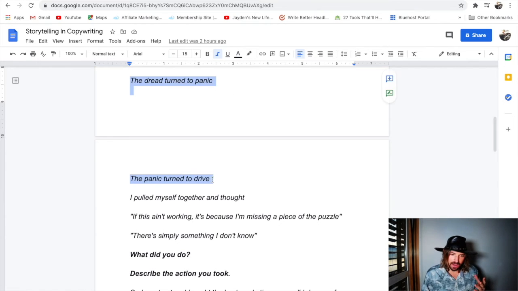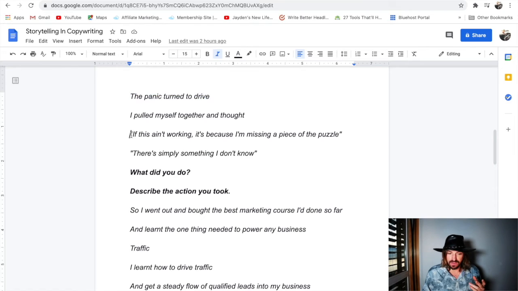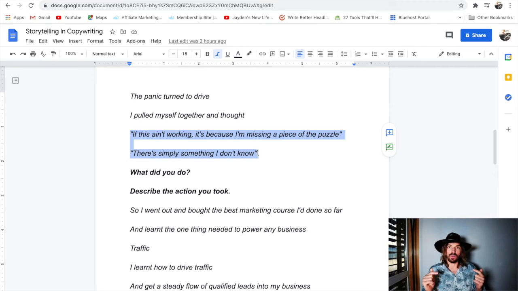The dread turned to panic. I pulled myself together. And this is big. This is something that I really believe in. If this ain't working, it's because I'm missing a piece of the puzzle. There's simply something I don't know. I really do believe this. I think you can educate yourself out of any situation, okay?